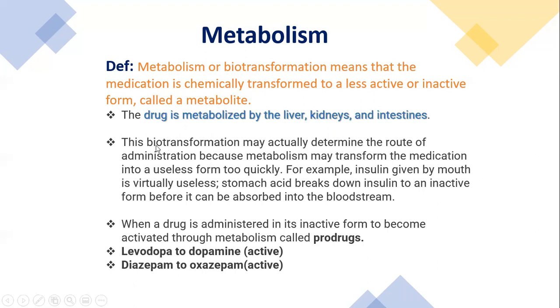So drug metabolism can be categorized. We call them phase 1 and phase 2. Phase 1 reactions include oxidation, reduction, and hydrolysis. And phase 2 reactions include drug conjugation.